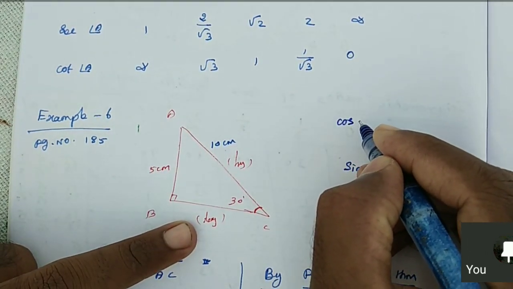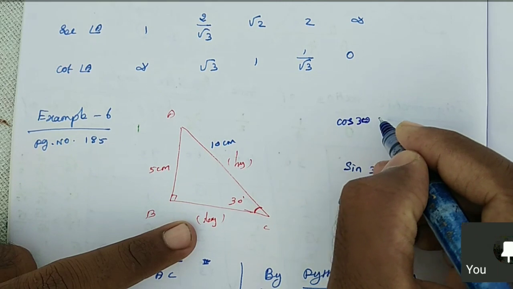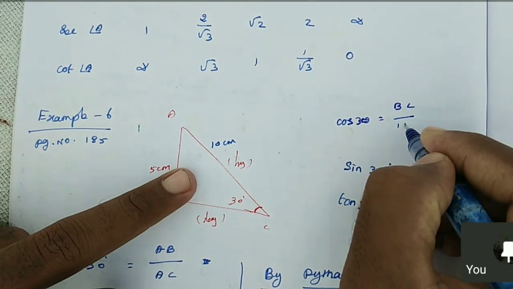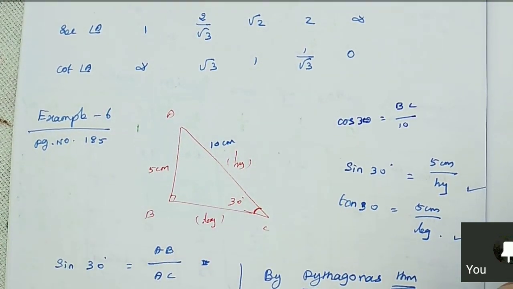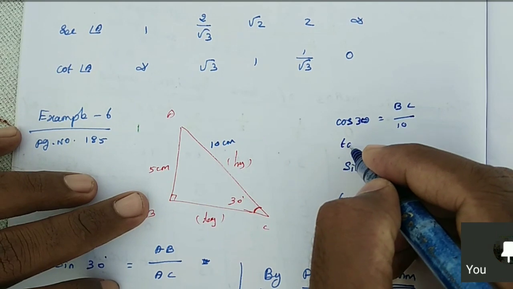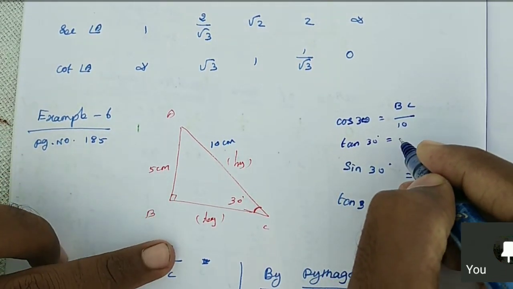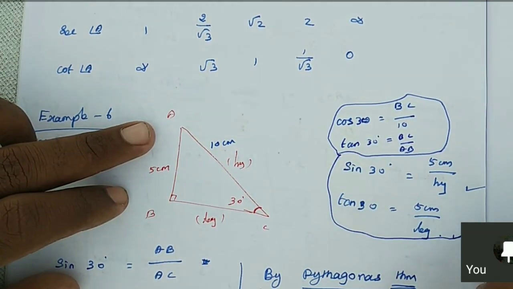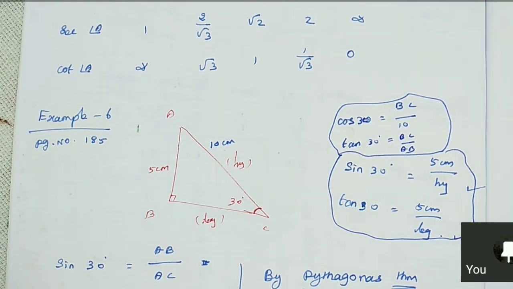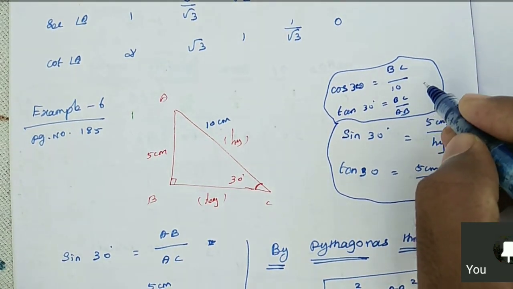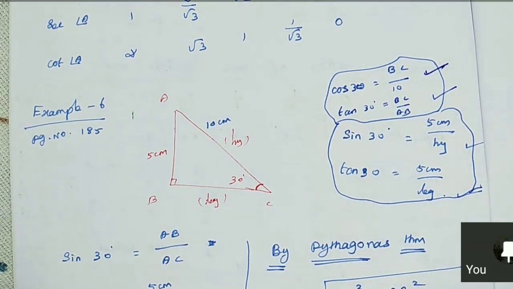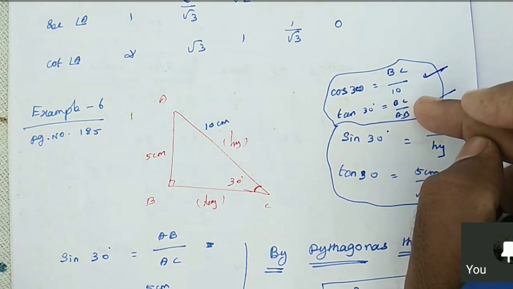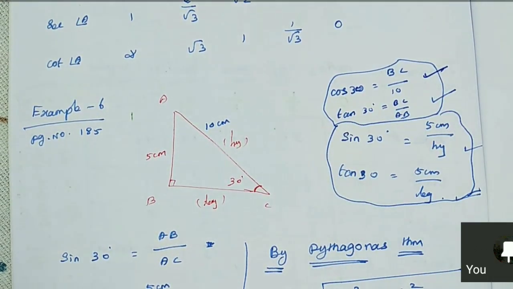Cos. So cos C, that is cos 30, is equal to adjacent by hypotenuse, that is BC by 10, right? Next, tan. Tan also contains the adjacent, right? What is it? BC by AB. Clear? So from these two, we should take any one. You can use any one to find the answer. I will take cos theta here.